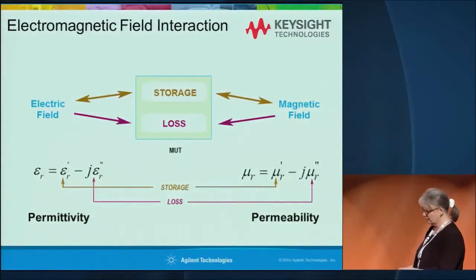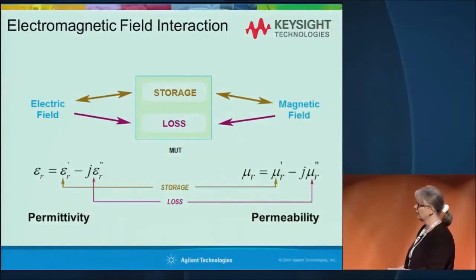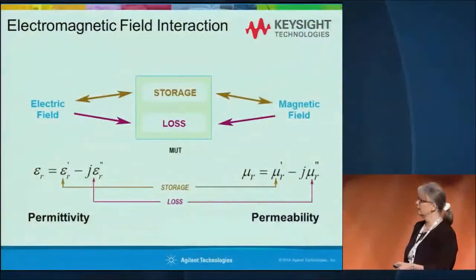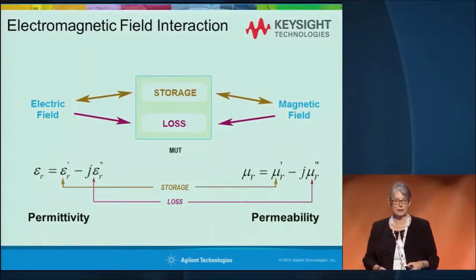And it's complex. So we have the real part and the imaginary part. The real part represents the storage of the energy from the field in the material. This is a kind of reciprocal thing during the cycle. It gets stored and released and stored and released. And during that process, we have some loss, and that's represented by the imaginary part. Okay, and so the magnetic properties are designated by the Greek letter mu. It's the same thing, where we have the real and imaginary part representing the storage and the loss in the material.